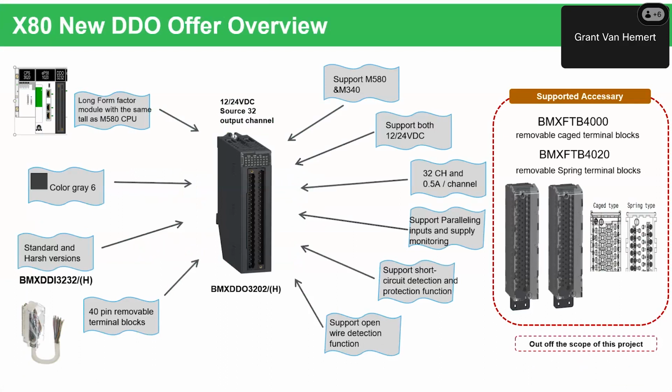So the big point here is that this is 32 channel, and we've got another 32 channel offering on the market, but this happens to be a 0.5 amp per channel. And I believe the other one on the market is something like 0.05 amps. So this is definitely a much more robust card, and it helps to enable us to provide a better migration from Quantum over to the M580. So this is just another tool to help move in that direction.